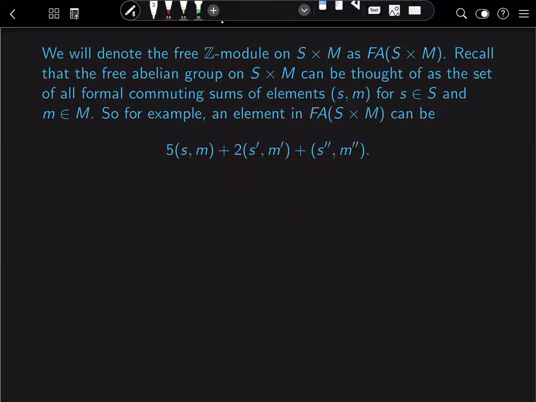So for example, an element in the free abelian group on S cross M would be something like 5(s, m) plus 2(s', m') plus (s'', m''). So it's just any kind of finite commuting sum of this form, with of course s, s', s'' in S and m, m', m'' in M. Now there are other ways of looking at this, right? So the traditional way to look at this would be to look at all functions.